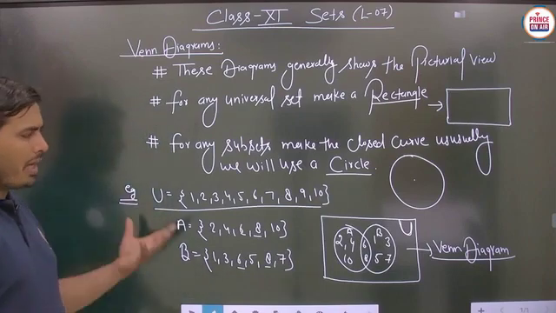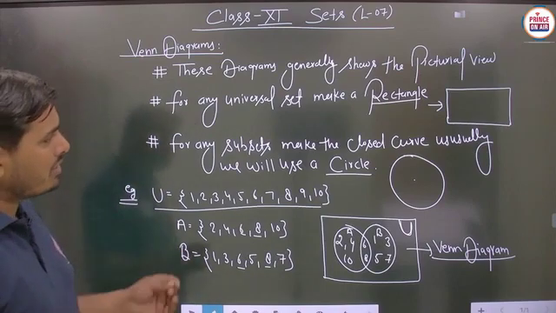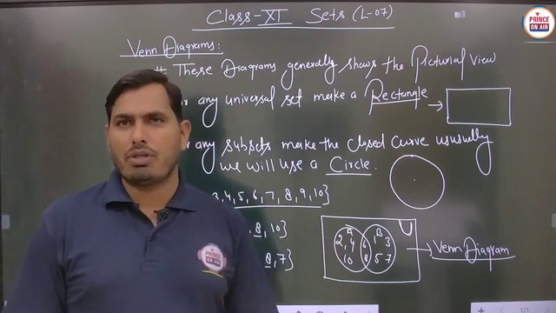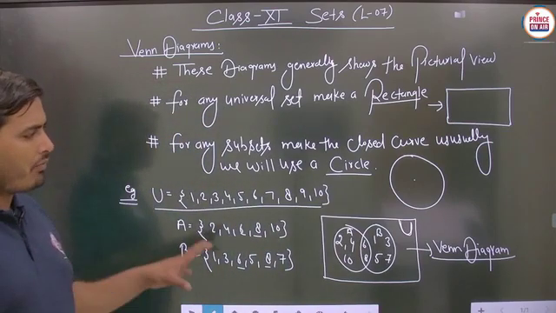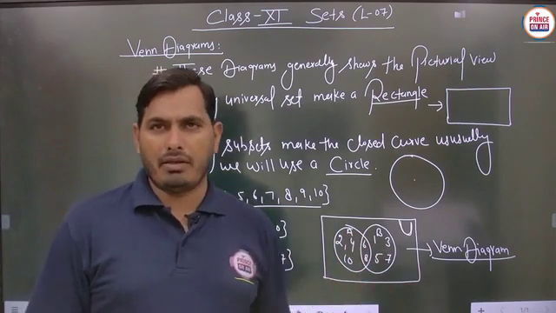So such types of diagrams are made for the sets, and these types of diagrams are said to be the Venn diagram. Is it clear? Each and every element should be placed carefully where it should lie. Is it clear?